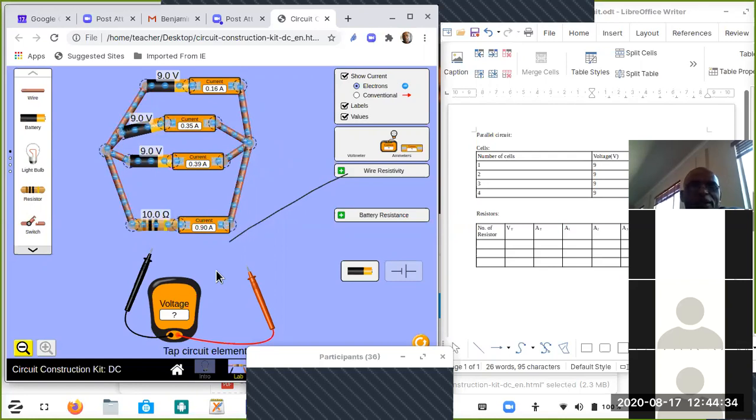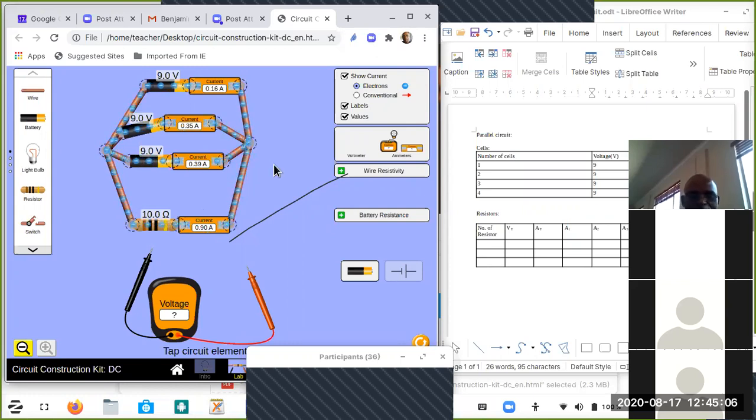Yes, sir. Right. So what we are just saying is whenever we are looking at a parallel circuit, current is distributed, right? So in this case, 0.9 is the total current which is distributed onto the three pathways. So we've got 0.39, the other one is 0.35, and the other one is 0.16. So when you add these together, you are going to come up with the total current flowing through the circuit. That's for a parallel circuit.